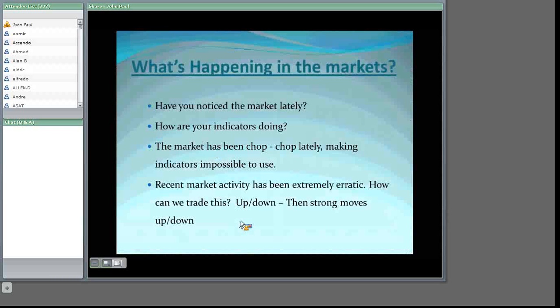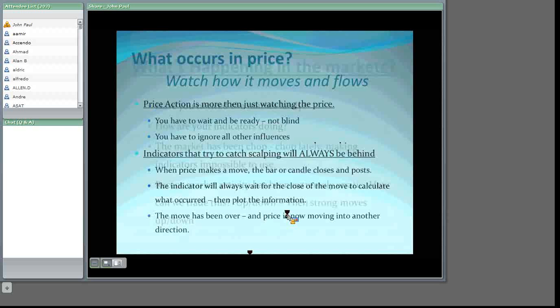Now, this recent market activity has really been a little bit erratic, as you saw today with the charts I showed you. So how can we trade this? These strong moves up and down. Then it starts moving in a tight range, and then we get stopped out, and then it turns around. This is a little bit of a problem.